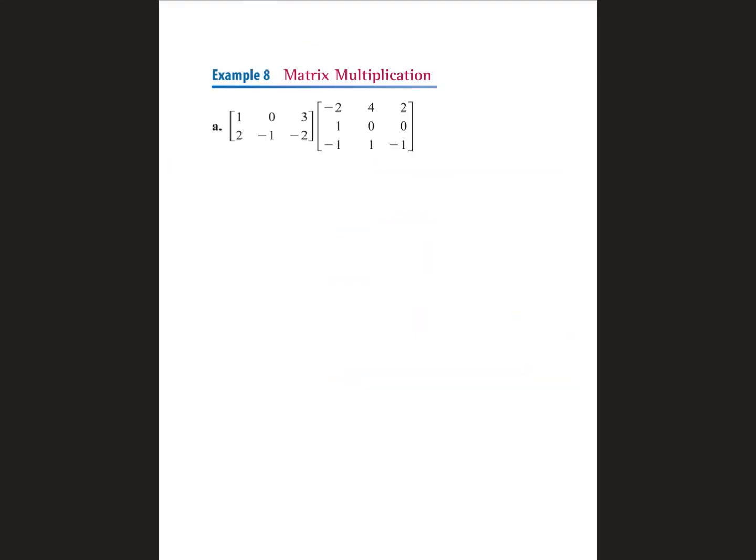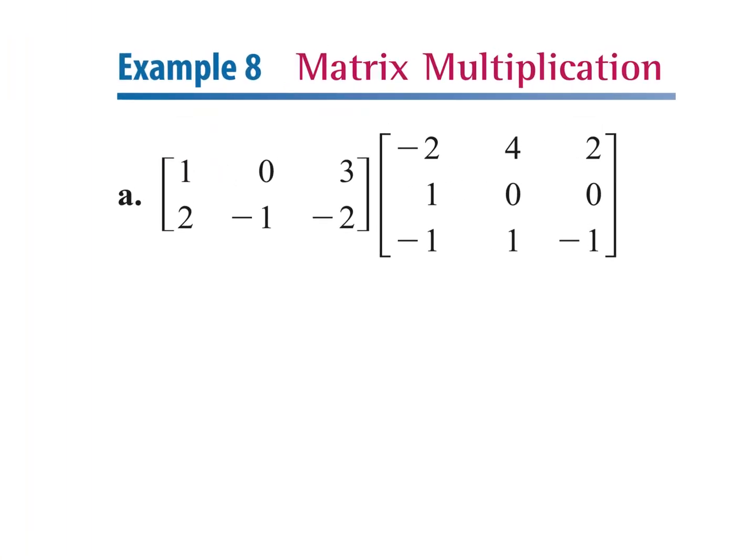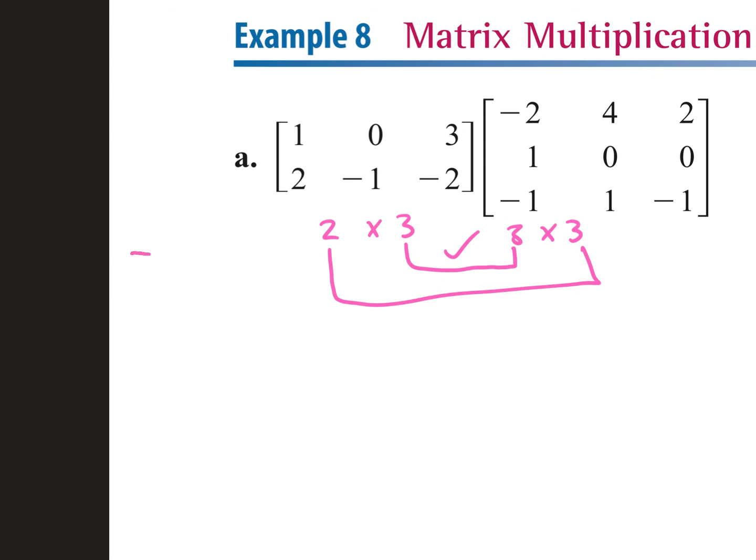All right, example 8. So again, we are multiplying these matrices. The first thing we have to do is check our dimensions. So what are the dimensions of the first matrix? A 2 by 3. What are the dimensions of our second matrix? A 3 by 3. So are the inside numbers the same? Yep, so that means we can multiply them. What is going to be the dimension of our answer? A 2 by 3. So it's going to have 2 rows and 3 columns. So it's going to be this shape.